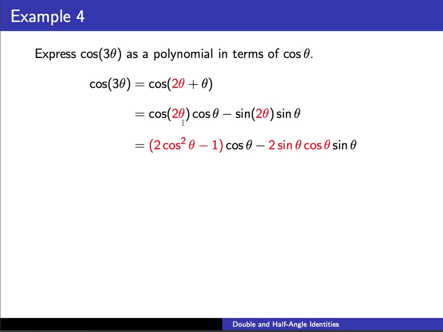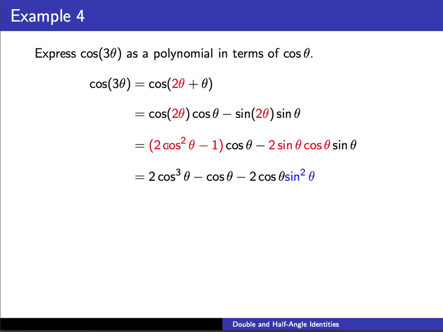Now, in terms of the cosine of 2 theta, since we want everything to be in terms of cosine, we have three different ways of expressing cosine of 2 theta. We're going to use the one that just has cosine, the 2 cosine squared theta minus 1. And again, that's because we want to express everything in terms of cosine, not in terms of sine or sine and cosine. So cosine of 2 theta here is 2 cosine squared theta minus 1. And then sine of 2 theta is 2 times sine theta times cosine theta. So in red, I've substituted in those identities for cosine 2 theta and sine 2 theta, respectively.